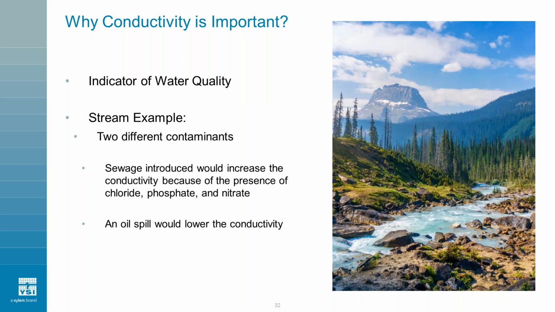For example, let's consider a stream. Discharges to streams can change the conductivity depending on their content. A failing sewage system, for example, would raise the conductivity level because of the presence of chloride, phosphate, and nitrate, while an oil spill could potentially lower conductivity since oil is an organic compound.